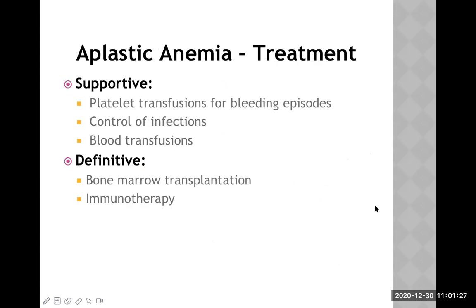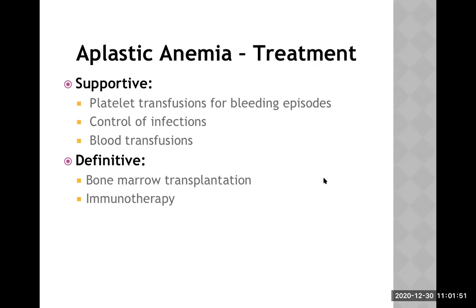Now, the final part is the treatment. Let me tell some important points in the beginning. This is a disease which is very difficult to manage. Very difficult. Why? Because look at the patient. What are the clinical features here? Severe anemia, severe infection, and manifestations of bleeding.